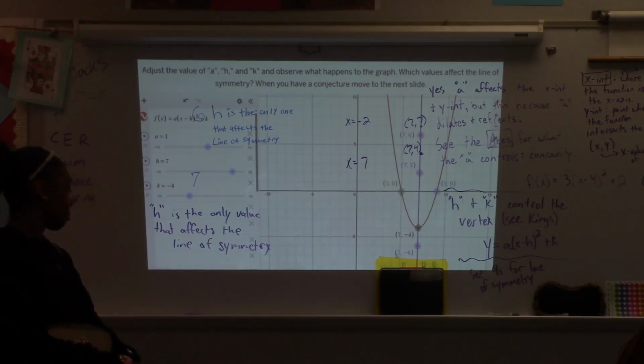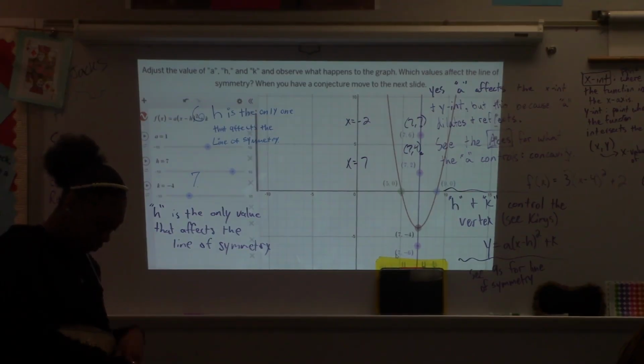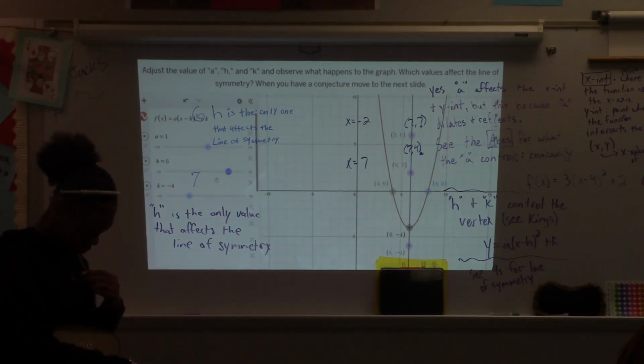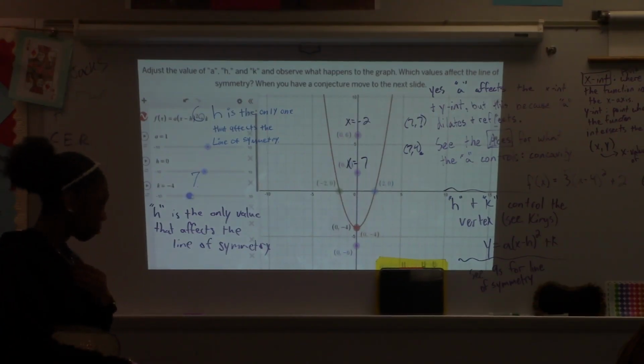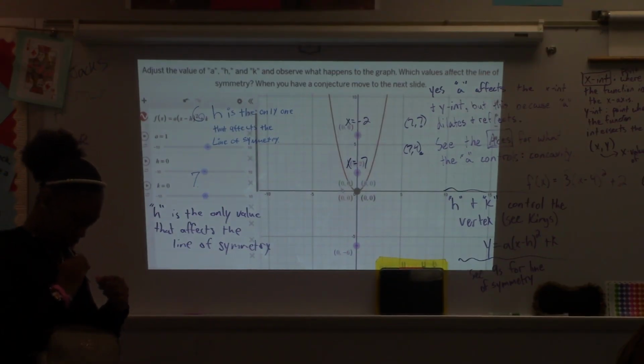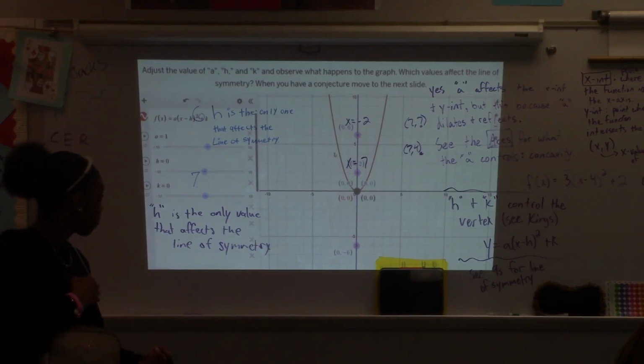Because it's a vertical line, it goes forever. By the way, I'm sorry, I meant to mention this earlier. Notice h and k control the vertex. There's just a quick note about the idea of transformations. Because remember, this is my what again? It's not just a parabola. This is a special parabola. It's something we studied last week.